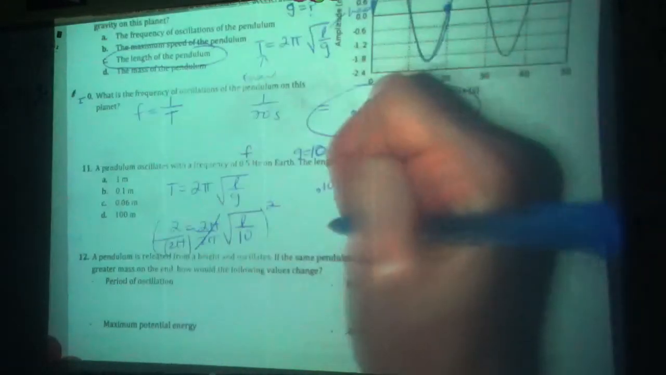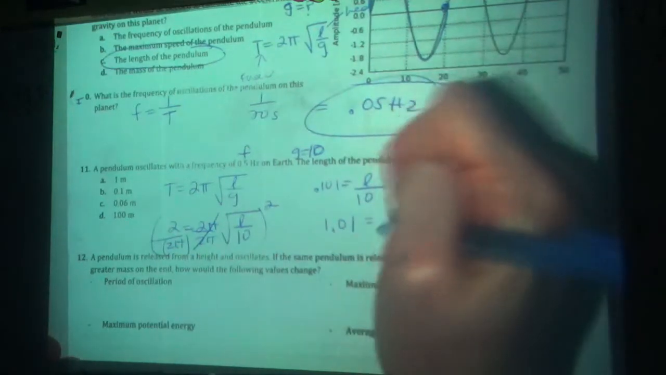Divide the 2 pi over. Make sure you put parentheses in your calculator. Then we're going to square everything, and then, did I show my work? Oh yeah, I did. 0.101 equals L over 10, and then you're going to multiply the 10 up, and that gives me 1.01 for my L. So the best answer is 1 meter.